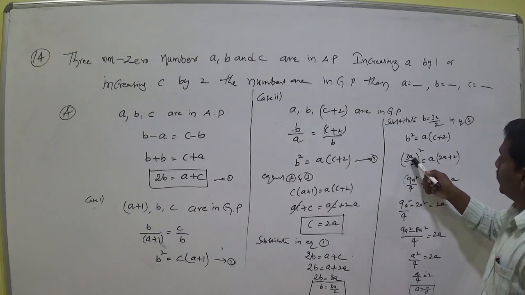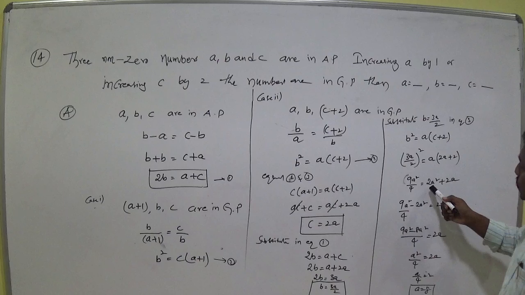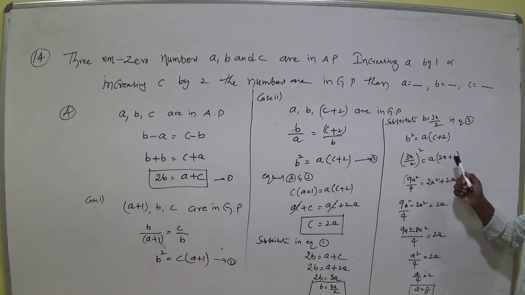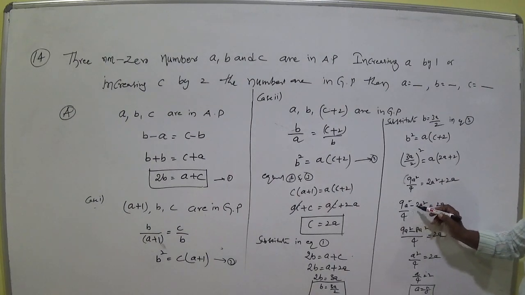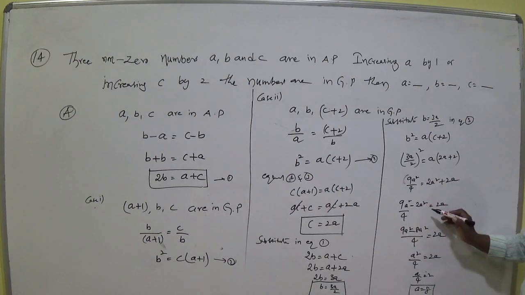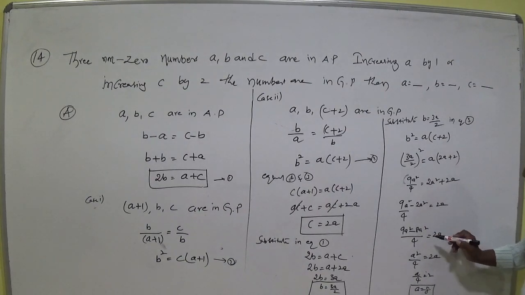3A by 2, 3A by 2 whole square, 9A square by 4. And A into 2A, 2A square plus A into 2, 2A. By the transposition, 9A square by 4 minus 2A square equal to 2A. So by the LCM, 9A square minus 8A square by 4 equal to A.